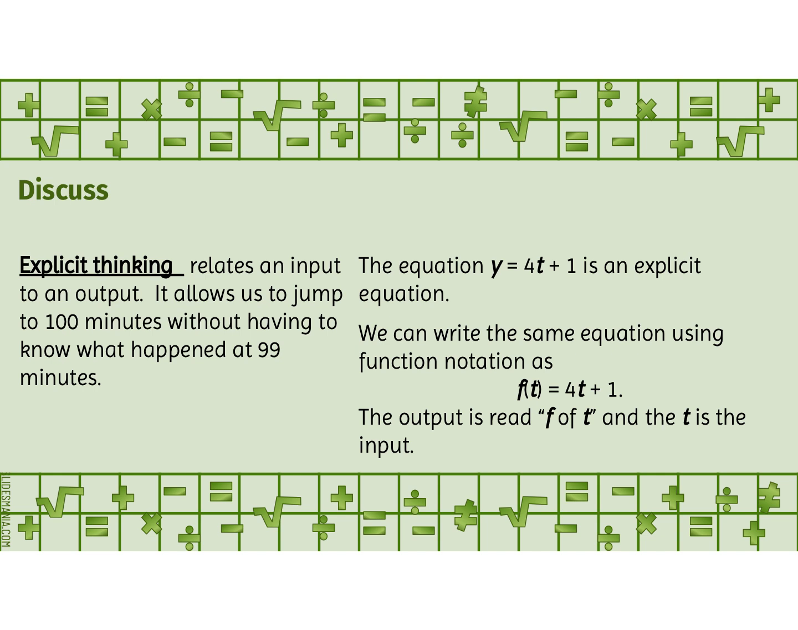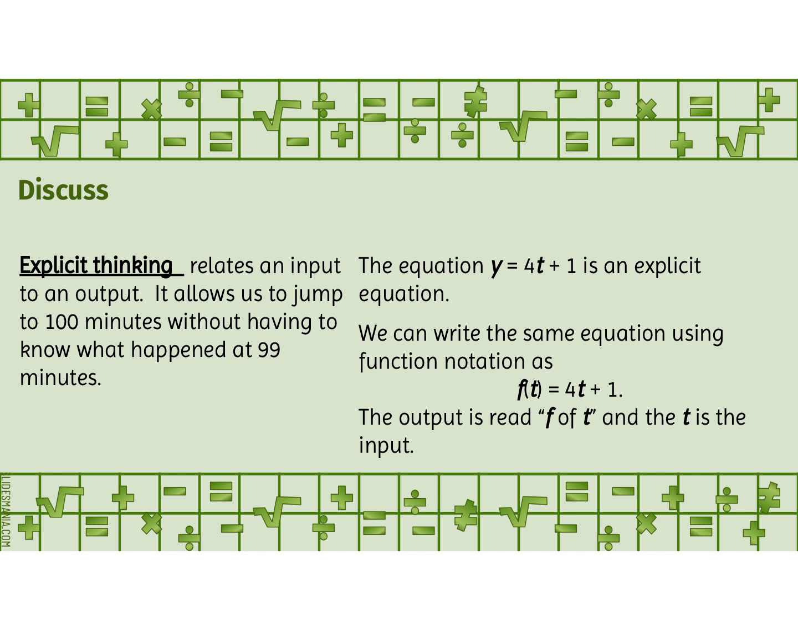And then explicit thinking relates an input to an output. It allows us to jump to the 100 minutes. We were thinking about how to get to 100 minutes without having to show what happened at 99 minutes. So recursive is what happens before. Explicit is where we can go directly to that amount. The equation that we had, y equals 4t plus 1, is an explicit equation.